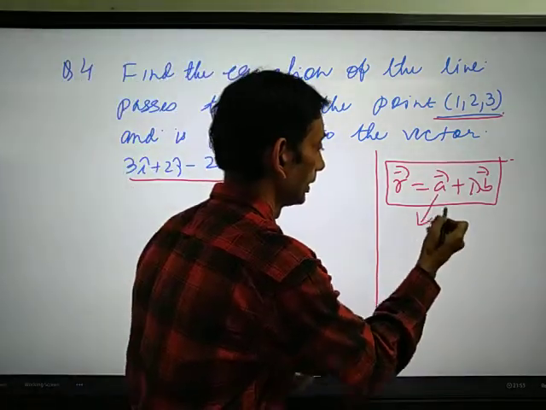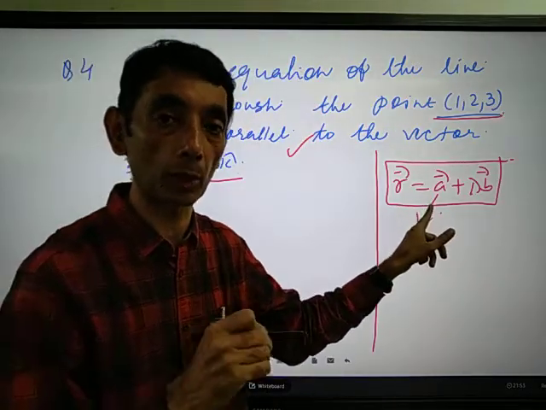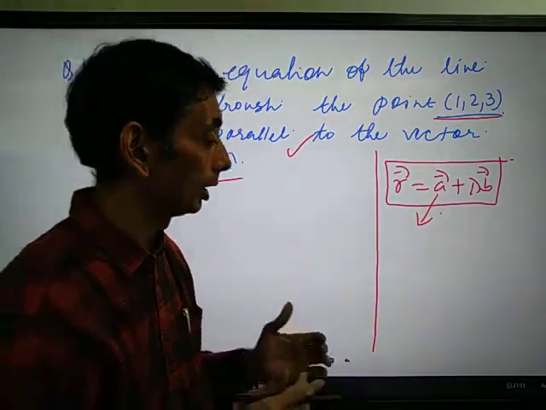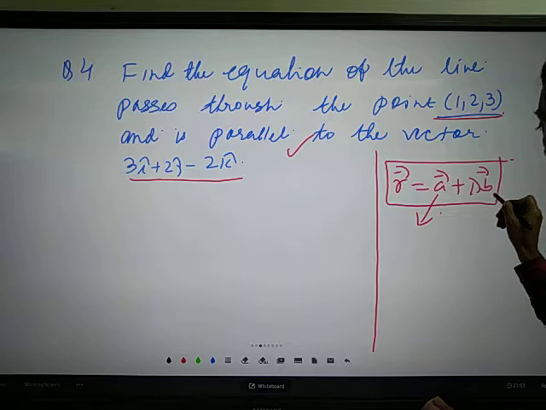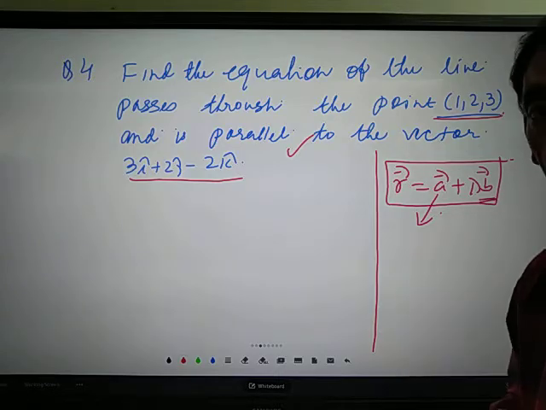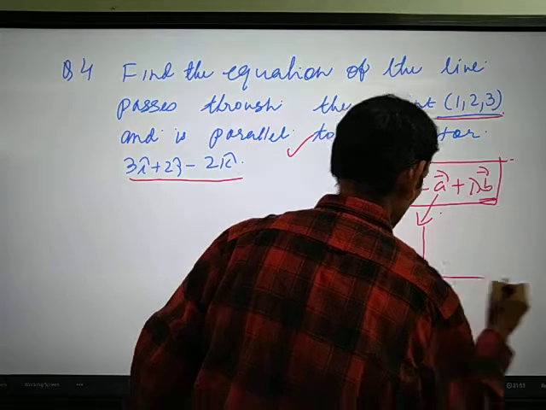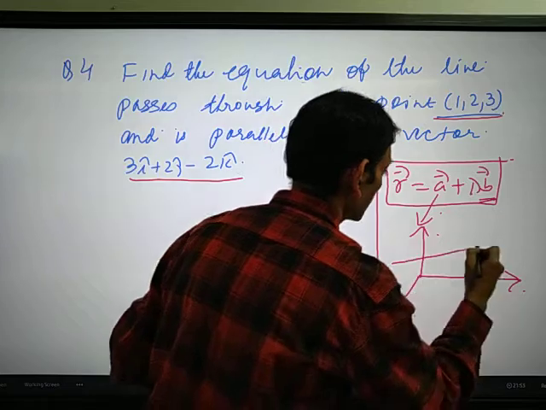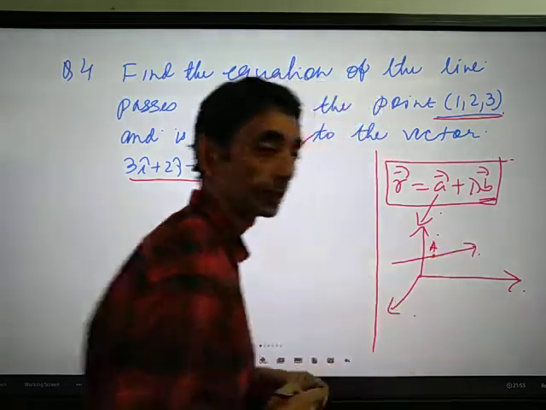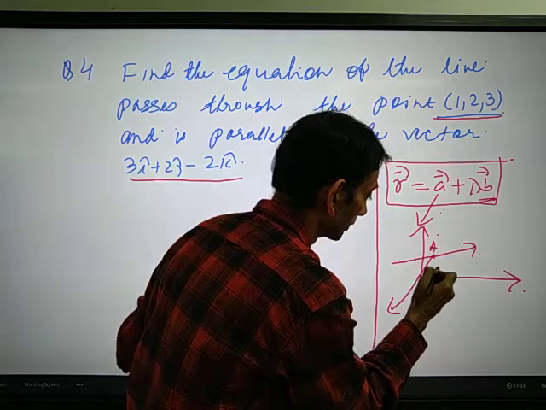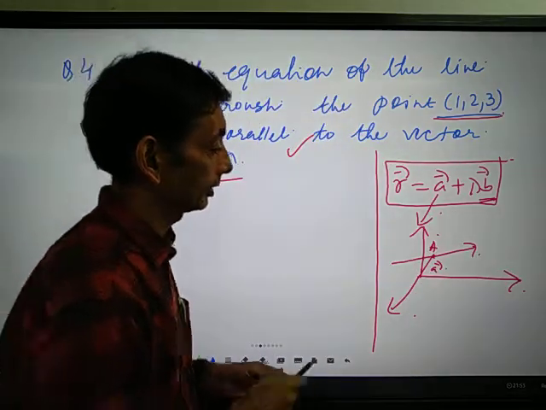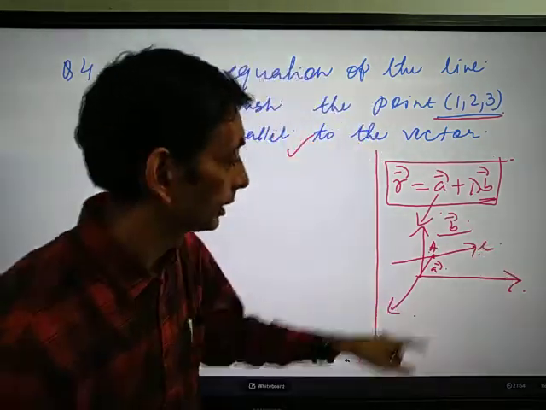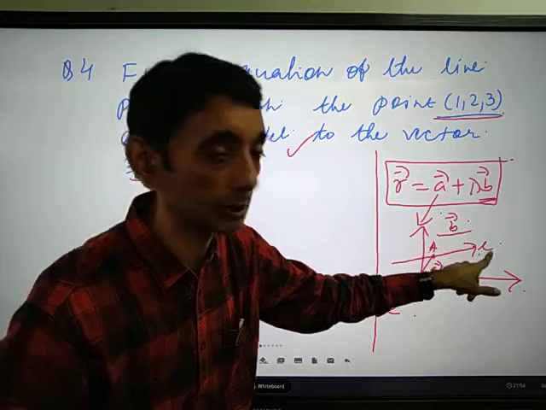Now what is a? a is the position vector of the given point through which the line passes. And what is b? b is a vector which is parallel to the line. If we want to draw the figure, say this is a line L and this is a fixed point, this is the position vector a, and this vector b is parallel to the line L.